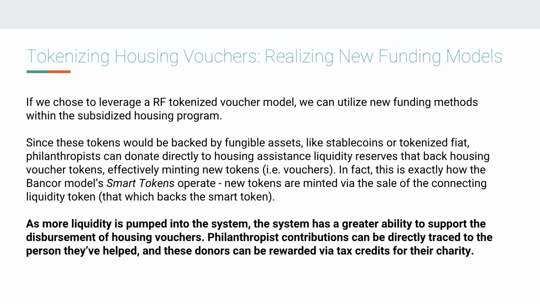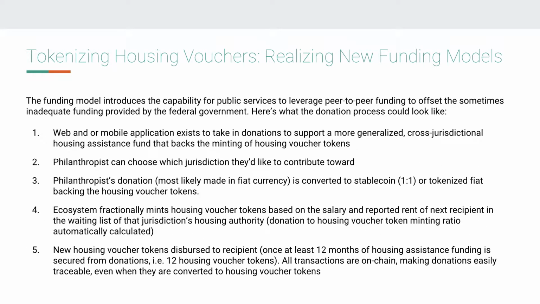So philanthropist contributions can be directly traced to the person that they've helped, and these donors can be rewarded via tax credits for their charity pretty immediately, given that there's not much variability in the prices. I won't go into this too much, but it shows what that might look like.